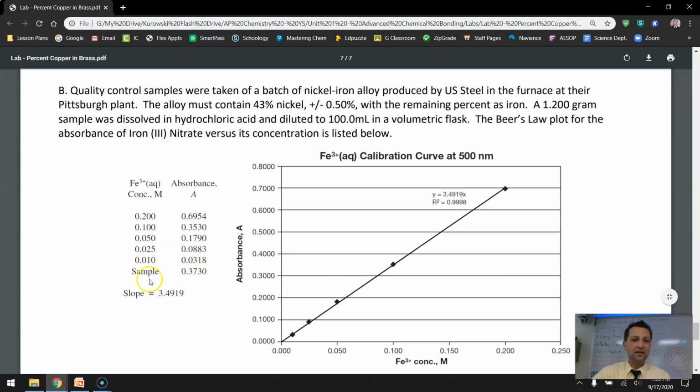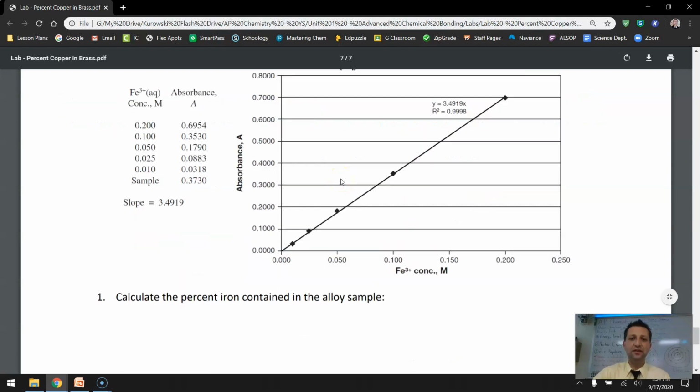That's what you're going to pop into your best fit line equation here and figure out what your concentration of iron is. The alloy has to contain 43% nickel, plus or minus 0.5%, so 42.5 to 43.5 nickel. The rest is iron. You're going to use this calibration curve and this data, specifically your unknown sample, to figure out whether this is actually whatever percent iron. How accurate is this alloy that you're analyzing?